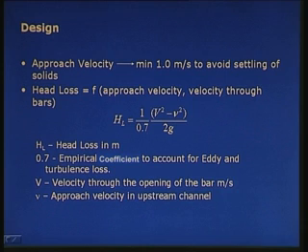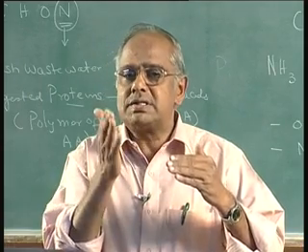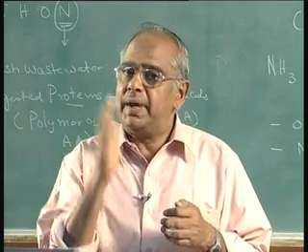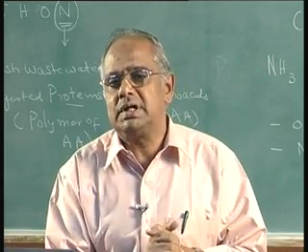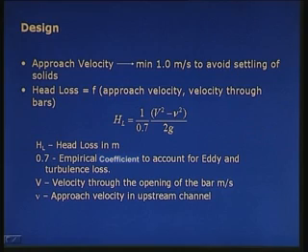You can see very clearly that the approach velocity is smaller than the velocity through the screens. Why? The velocity through the screens will be higher because the area of cross section is going to decrease. That is the reason the velocity will be higher. That means capital V is the velocity through the openings, the higher value, and small v is the approach velocity of the channel.